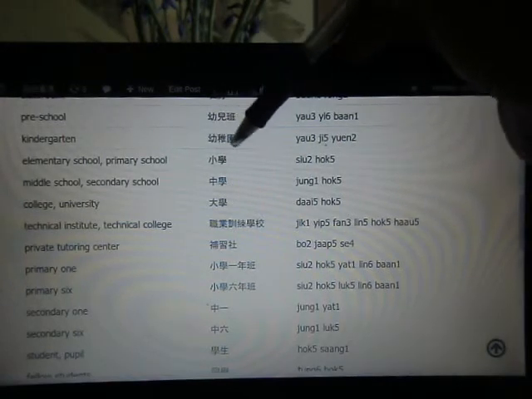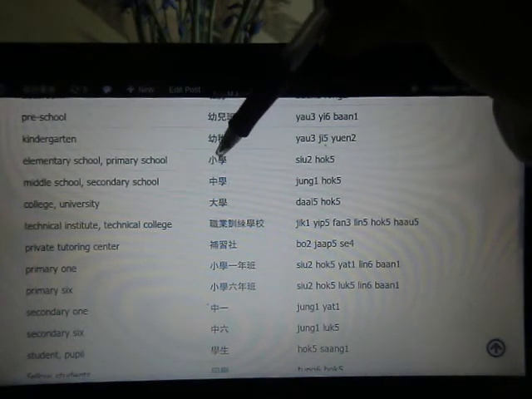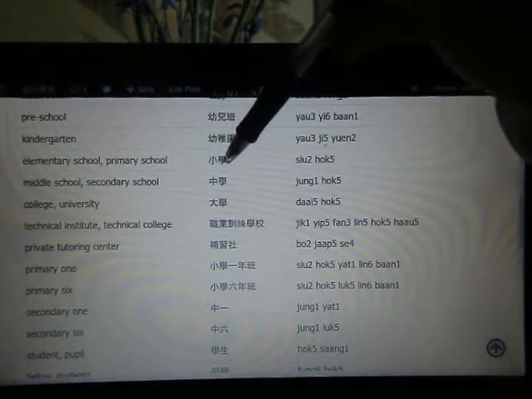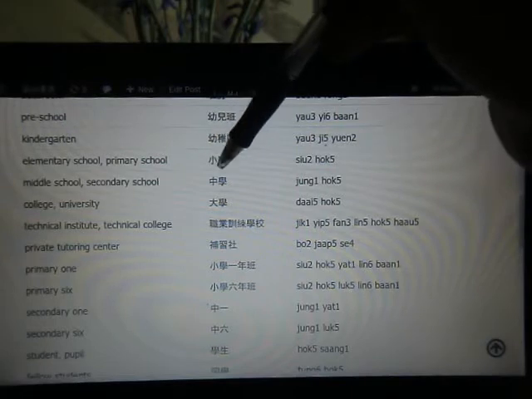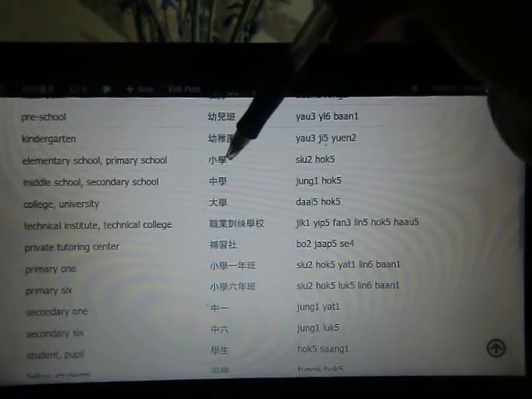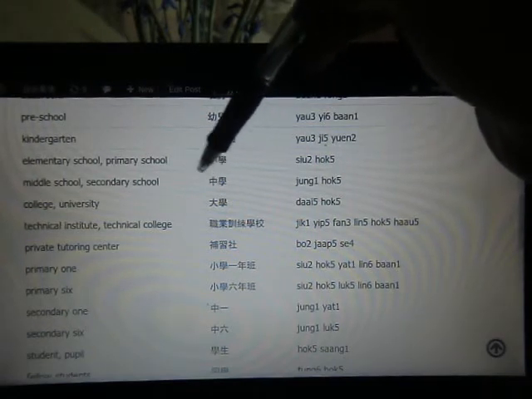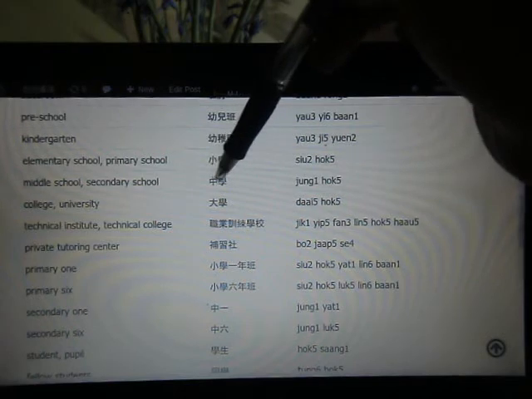So a young child will go to the garden to study. So it's kindergarten. And then 小學 is to learn. Okay, but 小 means small. 小學 is primary school or elementary school in the U.S. And then 中學, 中 is middle. So middle school or secondary school in Hong Kong is called 中學.